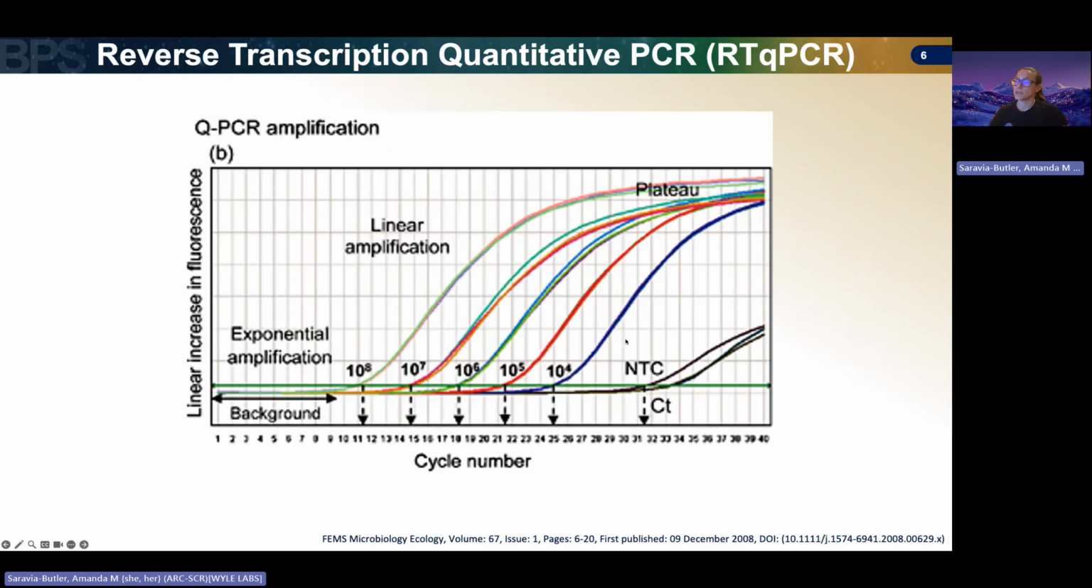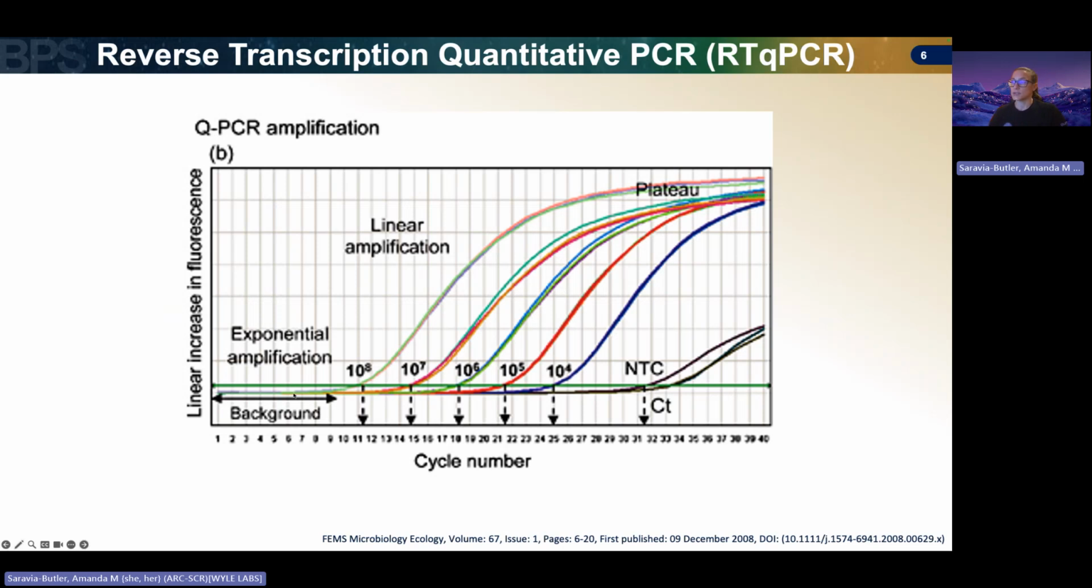And so what this looks like is it'll get plotted here, where the number of cycles is going to be on your x-axis and the amount of fluorescence detected is on your y-axis. And this is just showing the background noise will be around here. And each set of lines is a sample in triplicate.